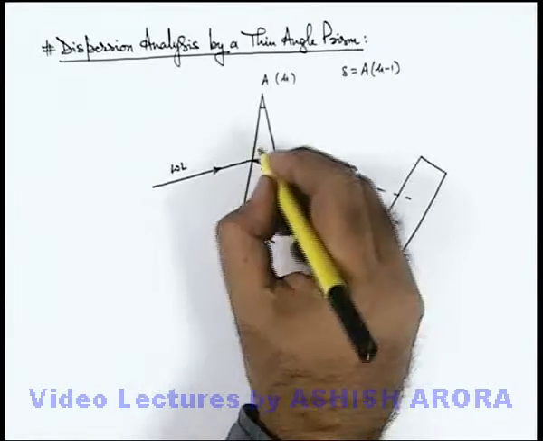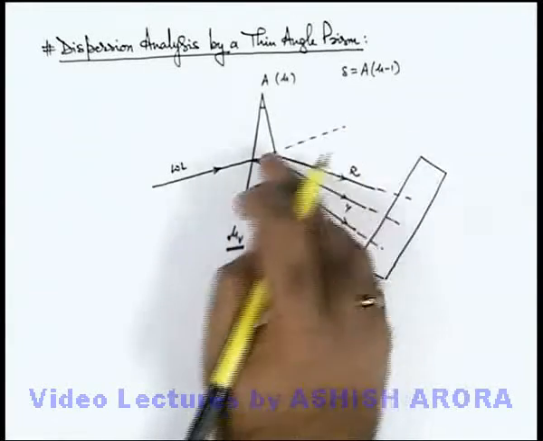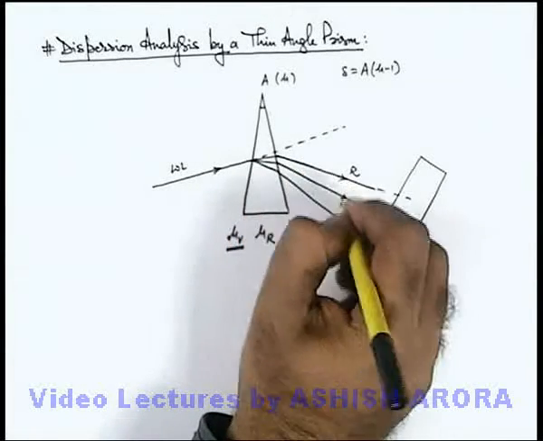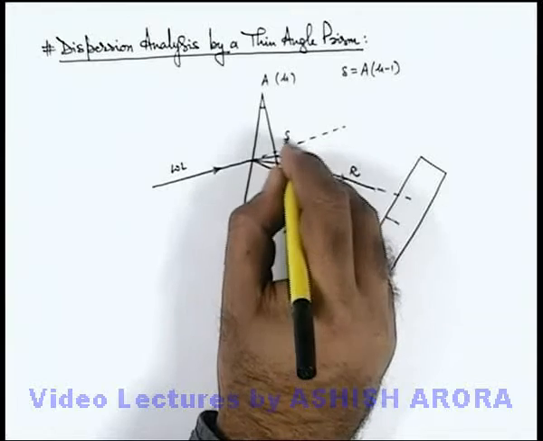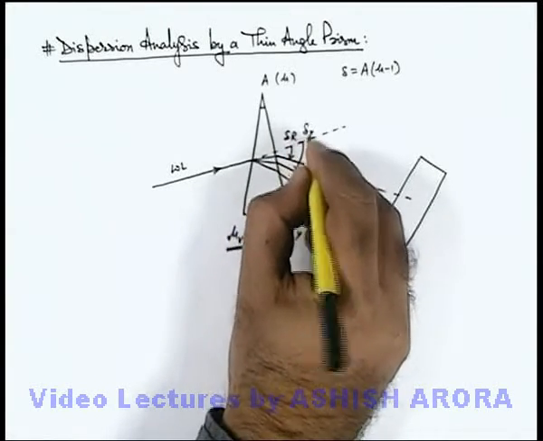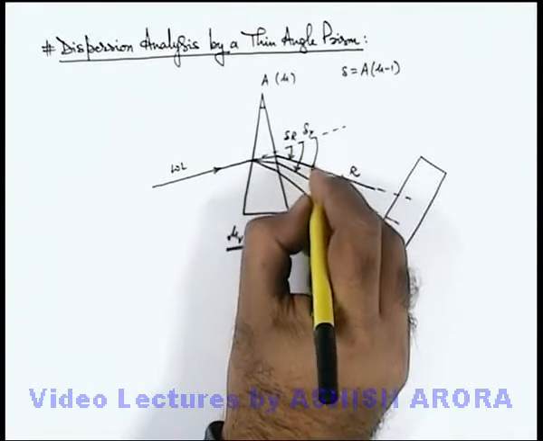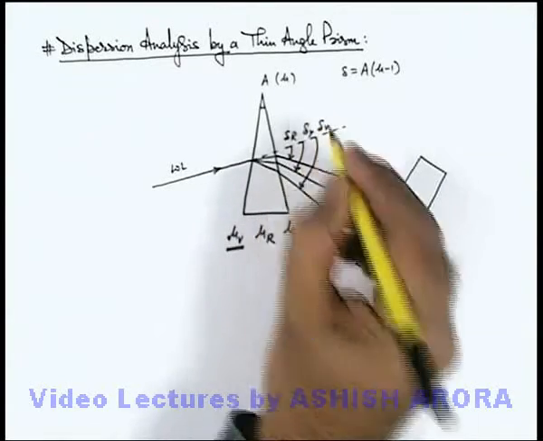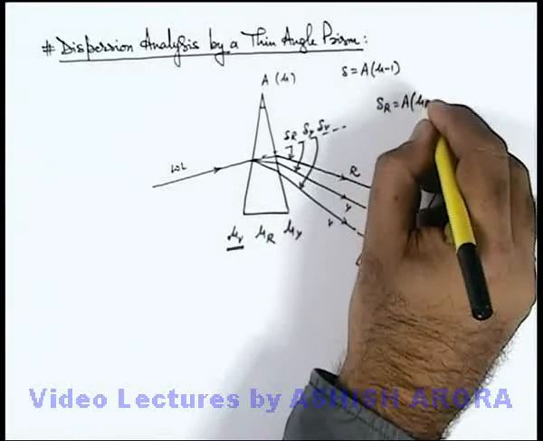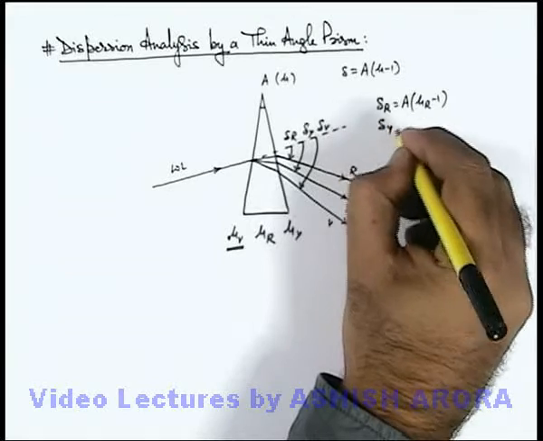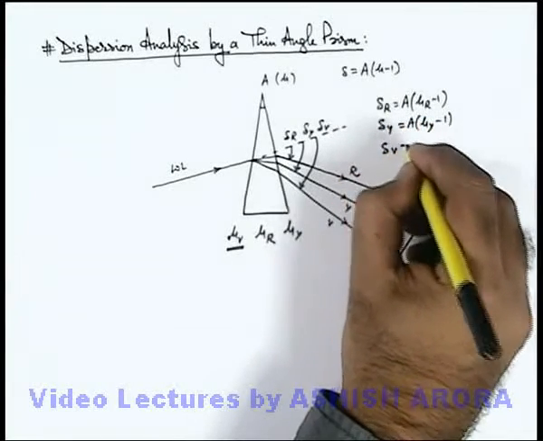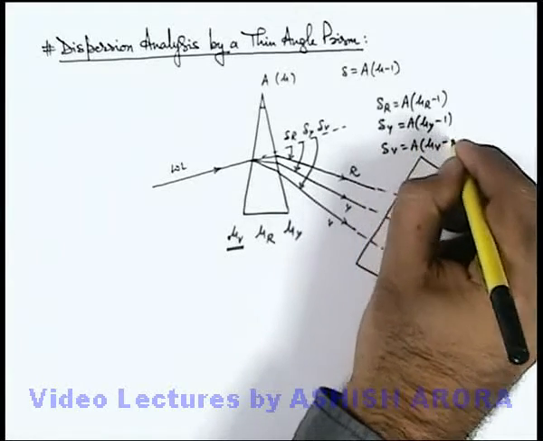Now from the original direction, which was the direction of incident light, if we talk about the deviation produced in different colors, say this deviation is delta R, the deviation of red light, this is the deviation of yellow light, delta Y, and this is the deviation of violet light, which is delta V. Here we can directly write delta R equals A multiplied by mu R minus 1. Delta Y will be A multiplied by mu Y minus 1. And delta V will be A multiplied by mu V minus 1.